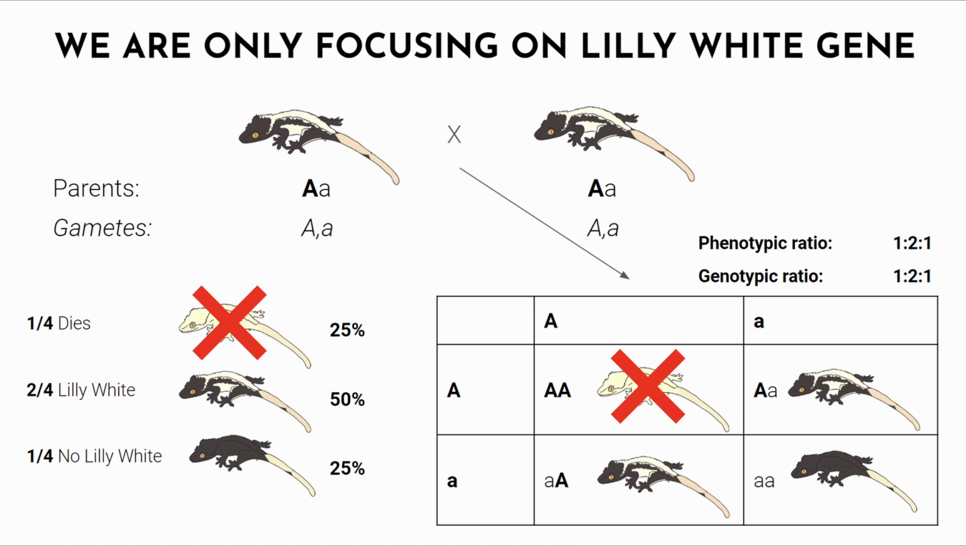When we breed a heterozygous to a heterozygous, meaning a lily white to a lily white, half of the babies are going to be lily white, 1/4 of the babies are going to be dead, and another fourth of the babies are going to be non-lily white. Also, in this comparison, you can see if you breed a lily white to a non-lily white, you're going to have 50% kids lily white, and if you breed a lily white to a lily white, you're also going to have 50% kids lily white. Therefore, it's always going to be better to breed a lily white to a non-lily white than a lily white to a lily white, because you get half of the babies lily white, and if you're breeding a lily white to a lily white, 1/4 of the babies is going to be dead.